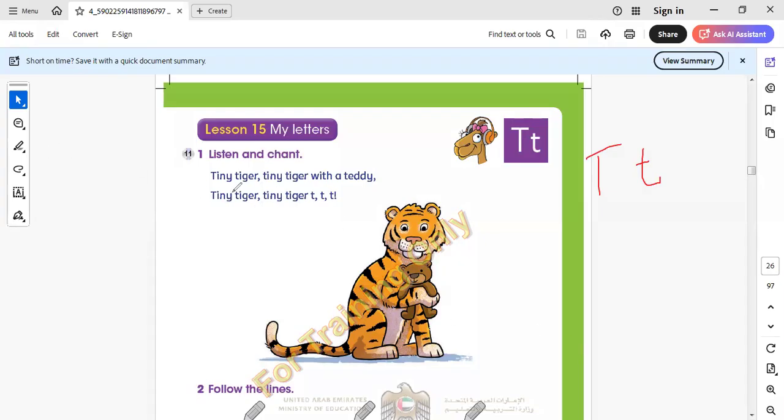Let's sing this song together. Tiny tiger, with a teddy. Tiny tiger, T.